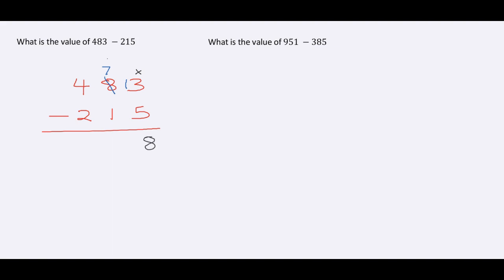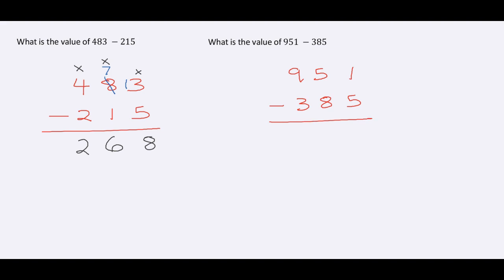7, we go over to this column. 7 minus 1 is 6. And then we go to this final column. 4 minus 2, we have 2. Next example, 951 minus 385.